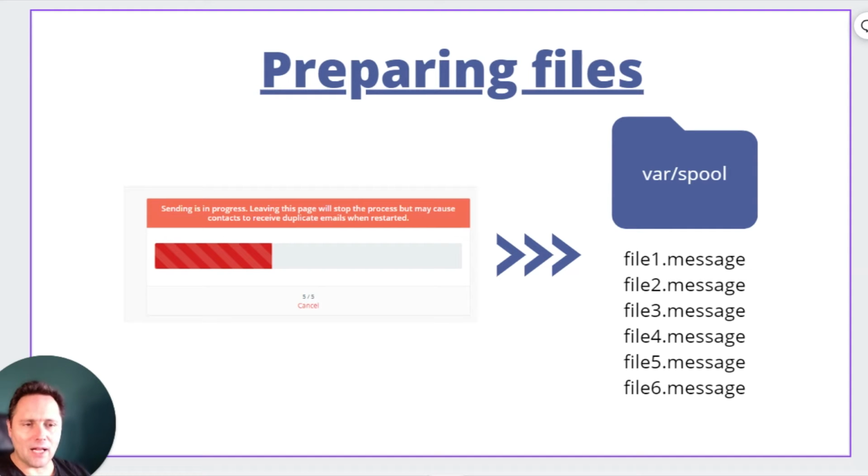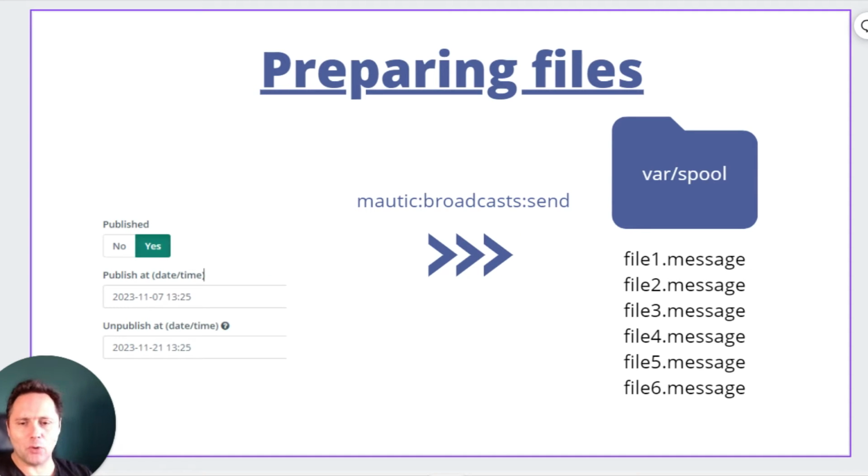It puts the files into the var spool folder. So if you want to time this, you can do that as well by adding the publish time, and I recommend the unpublished time as well. Publish the email, and Mautic will automatically pick this up if you run the Mautic broadcast send command. And the files will all be in the spool folder.